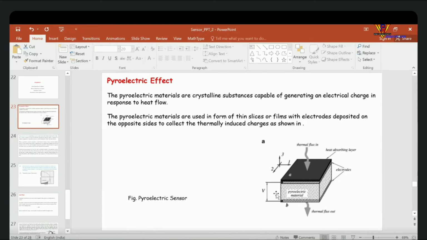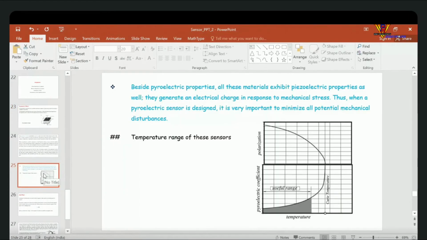So to avoid this, we should take care of all types of manufacturing defects and all types of mechanical effects that may be present in the environment. With proper shielding, this type of material can be used as a pyroelectric sensor. Please see that it is written in a different color.